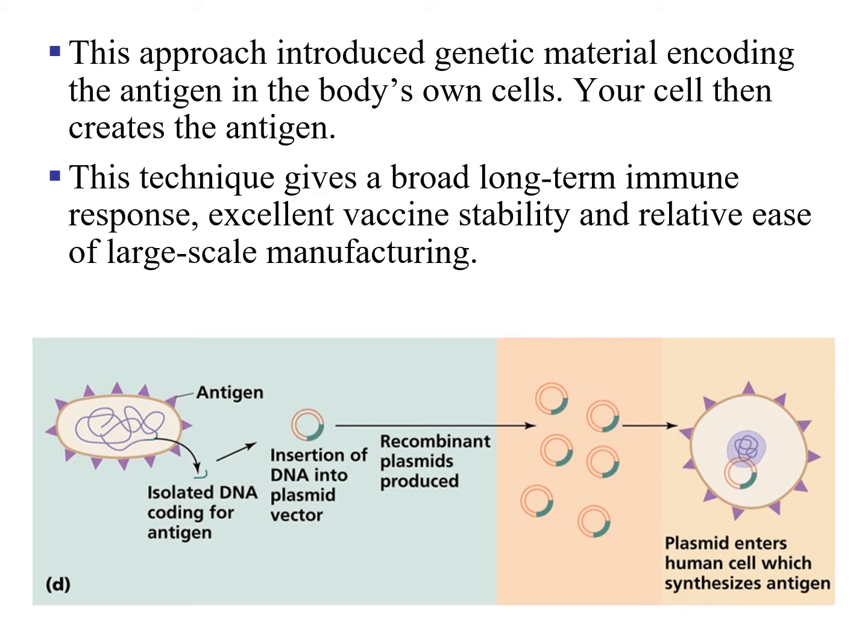This approach is going to introduce genetic material that will encode the antigen into your body's own cells. Your cell is then going to use the central dogma theory to create the protein that's the antigen. This technique gives a broad, long-term immune response. It's an excellent vaccine stabilizer, and it's relatively easy at large-scale manufacturing.